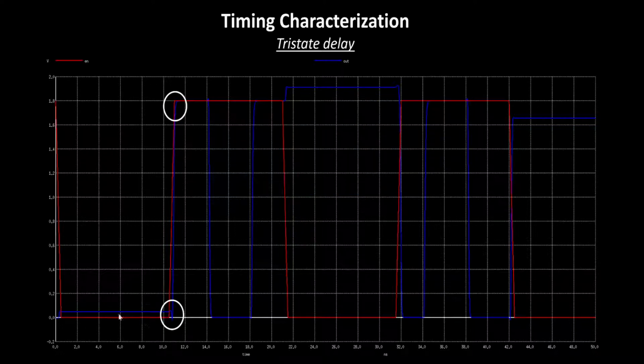These are two different points. Whenever your enable pin is 0, your output is in the high impedance state, the blue one, and whenever your enable moves to logic 1, it moves from the high impedance state to a logic 1 state. This is another slew that needs to be computed.